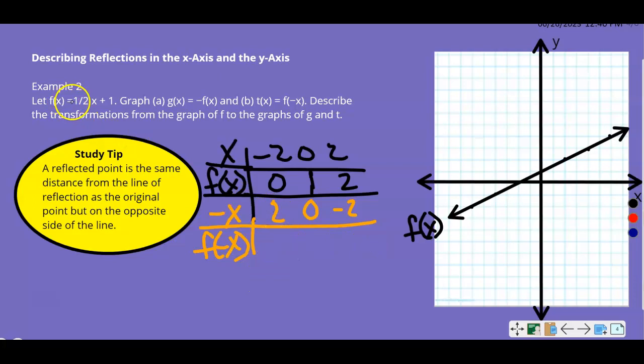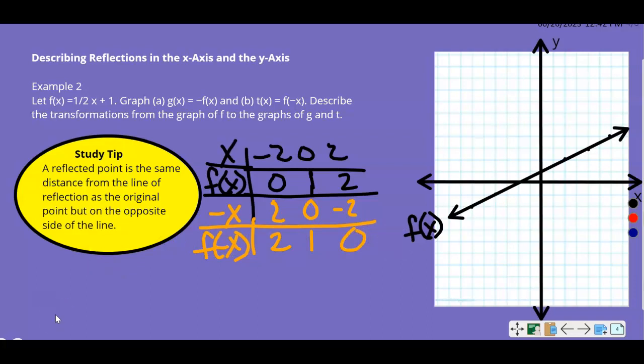So 2. 1/2 of 2 is 1. 1 plus 1 is 2. Take 0. 0 times anything is 0. 0 plus 1 is 1. And then -2. 1/2 of -2 is -1. -1 plus 1 is 0.